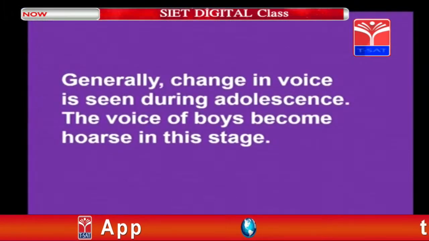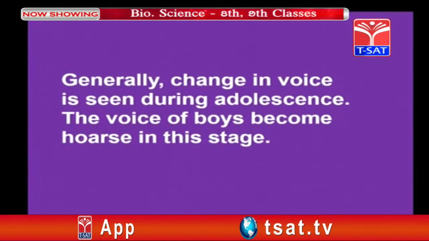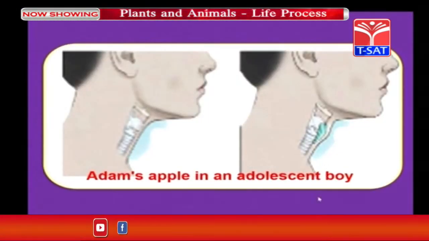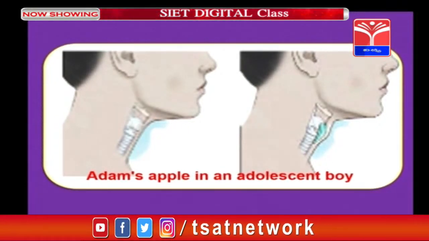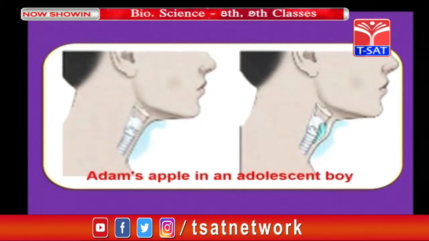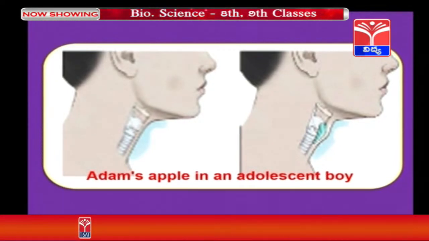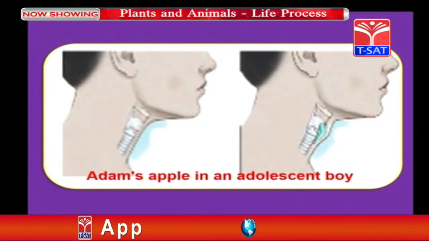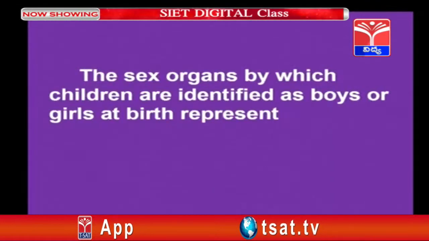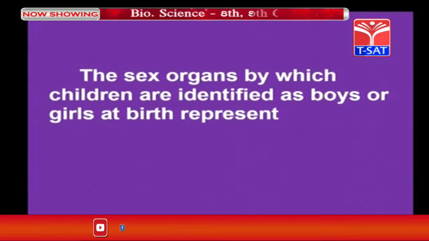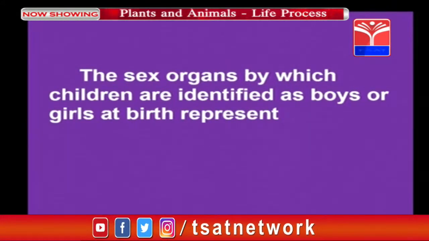Generally, change in voice is seen during adolescence. The voice of boys becomes hoarse in this stage. This is the Adam's apple in adolescent boy. This is caused mainly by some male hormones during adolescence. Adam's apple is actually a partial growth of our voice box or larynx. Sweat and pimples are common in adolescent boys and girls. The sex organs by which children are identified as boys or girls at birth represent primary sexual characters.